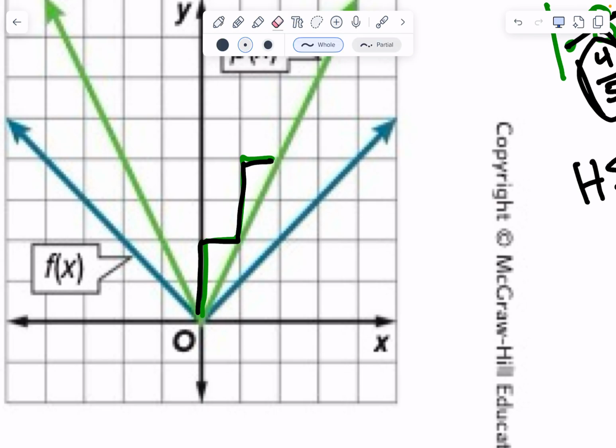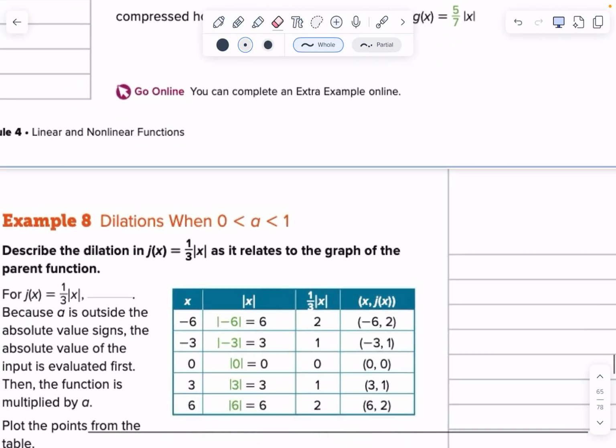Yeah? That slope? Oh, my eyes are like burning. Is anybody else's eyes burning? Okay, let's keep on going.